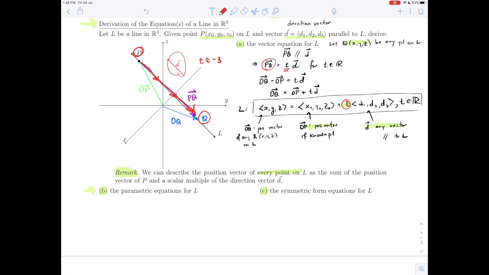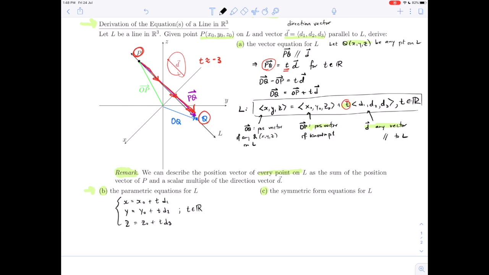Now that's really simple here. All we're going to do is read component by component through the vector equation. So if I read the x component, then x in the first component is x0 plus t times d1. Simple. I read the y component. So y is the second component, y0 plus t times d2. And I read the third component for z. Z is z0 plus t times d3. That, of course, is for some t in R, and that is the set of parametric equations for L.